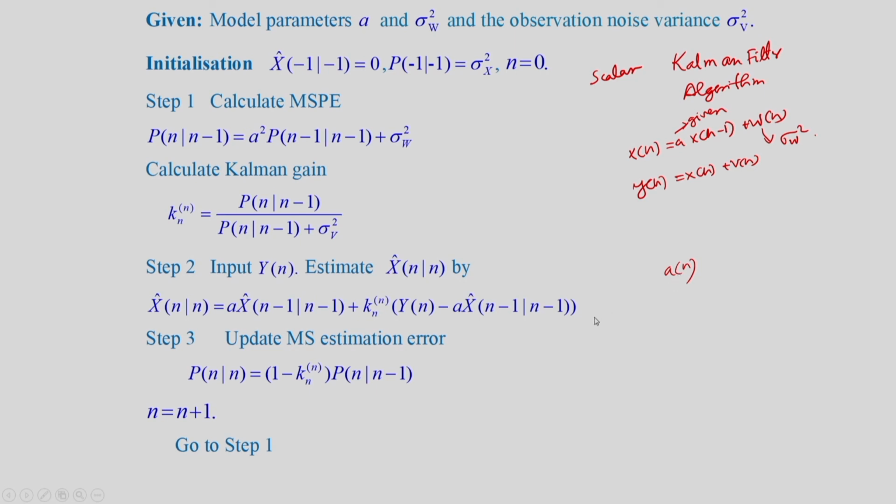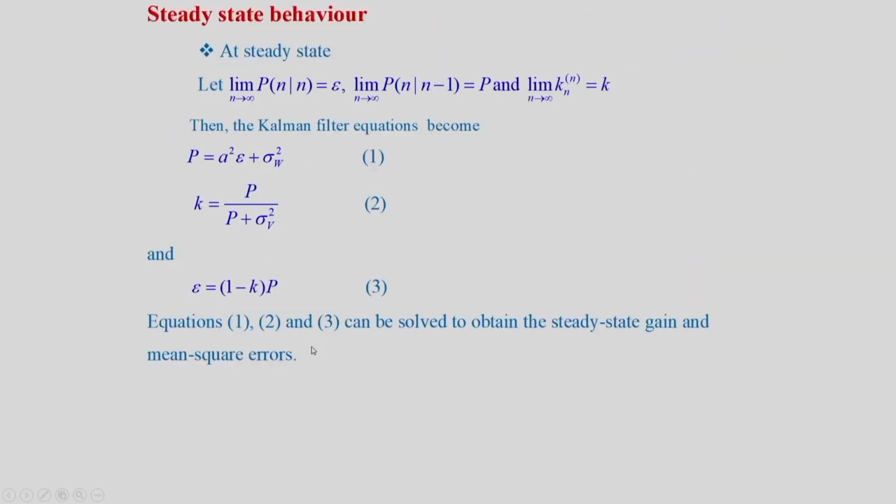So, that way we have seen that the Kalman filter recursively estimates the signal using a model, that is the AR1 model or Markov model, and under the stationarity condition of this signal this algorithm will converge. Now, let us see this steady state behavior.